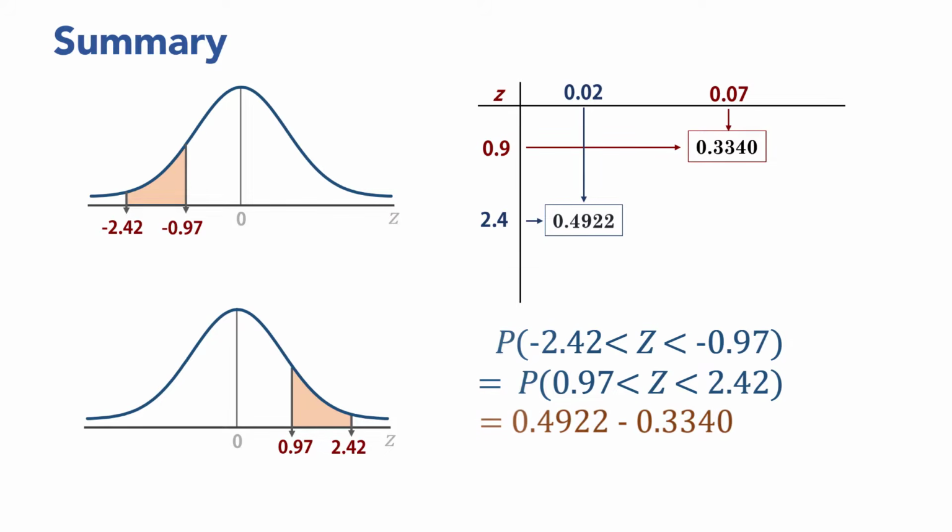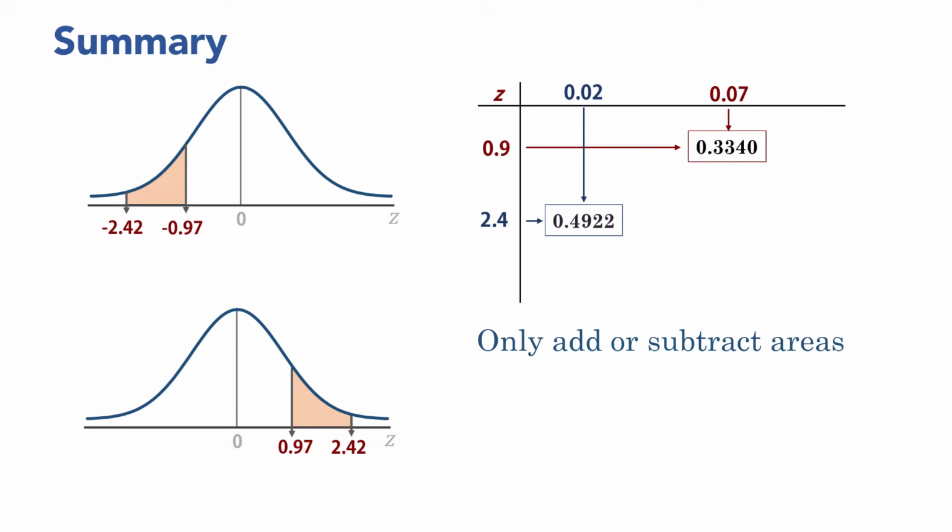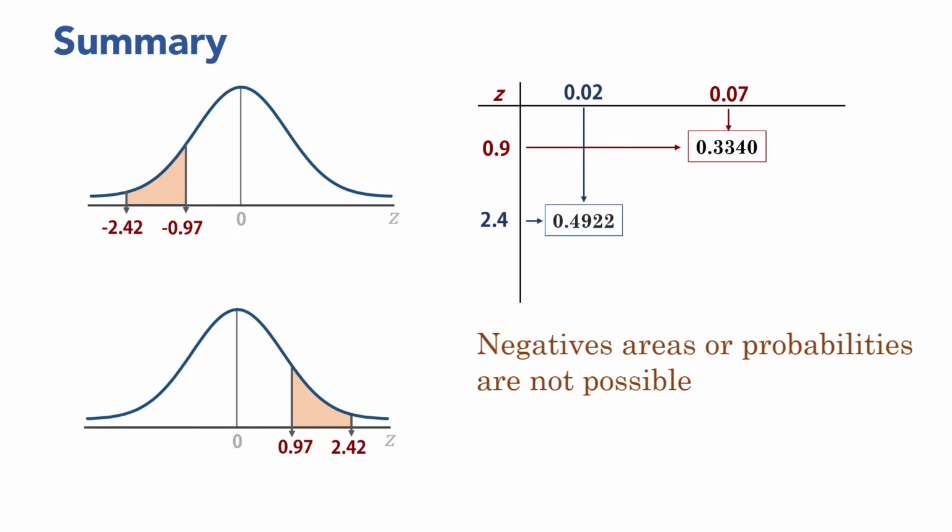Note that we only add or subtract areas. We do not add or subtract z values. Note also that you cannot obtain a negative area. Areas or probabilities have to be between 0 and 1 or between 0 and 100%.